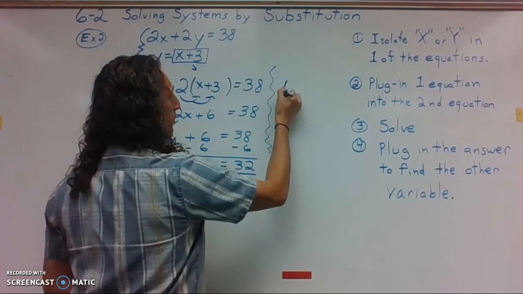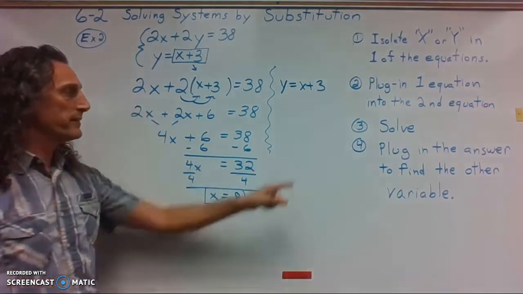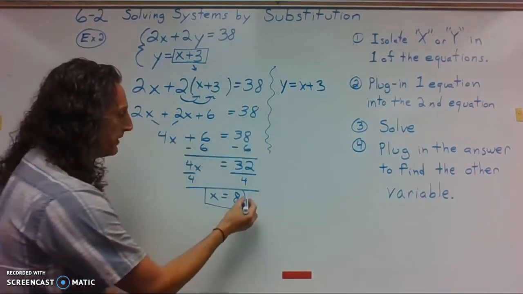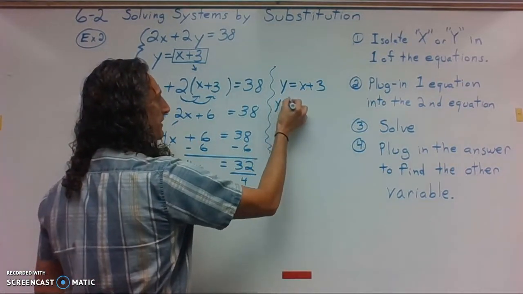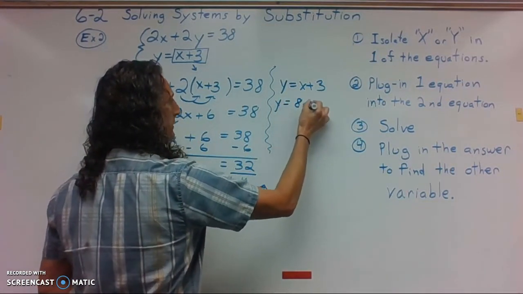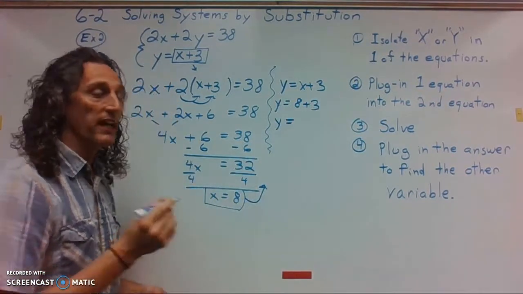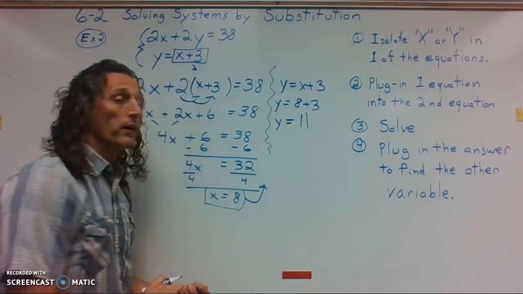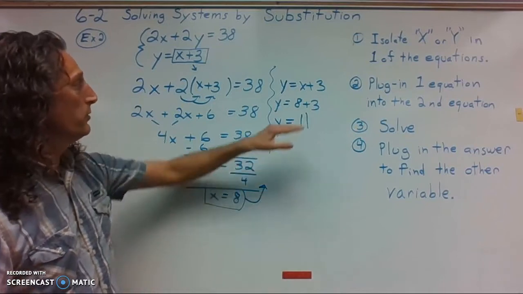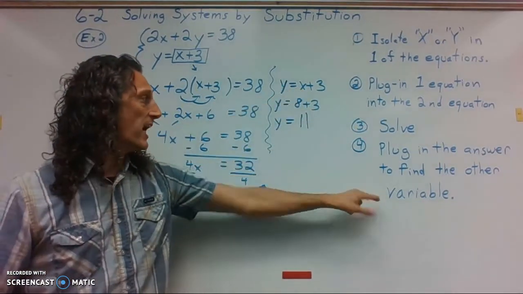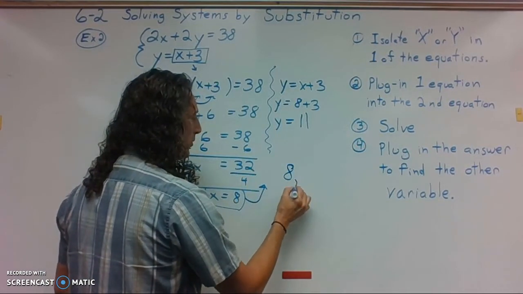I'm going to use my y equals x plus 3. But instead of x, what am I going to substitute in? My answer. I'm going to put in my 8. So I'm going to go y equals 8 plus 3, which is pretty easy math, and y equals 11. So that is step 4, plugging your first answer into one of the equations to find the other variable. We found the y. And again, how do we write our answers? Like an ordered pair.